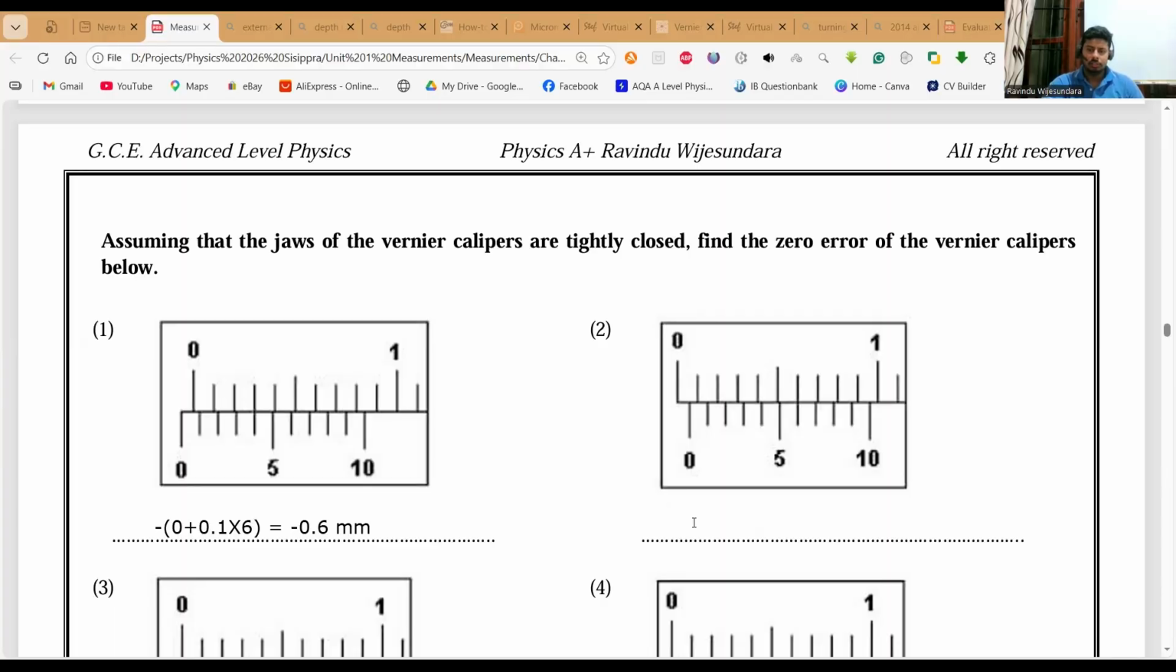Then you come here, quickly write down the vernier reading. So the main scale is 0 plus 0.1 multiplied by the number of divisions coinciding, which is 6. Therefore, this is positive 0.6 millimeters.